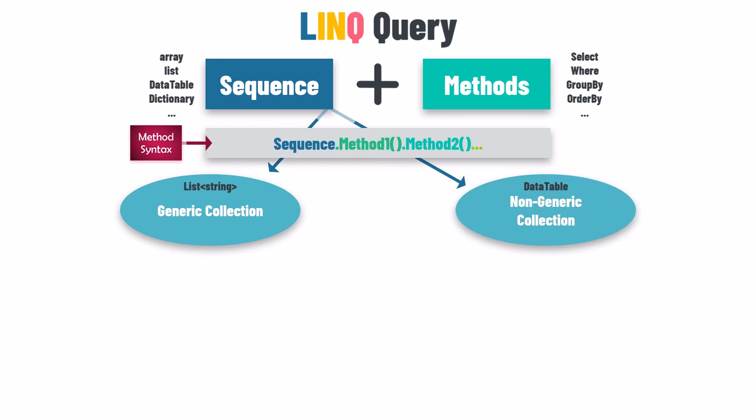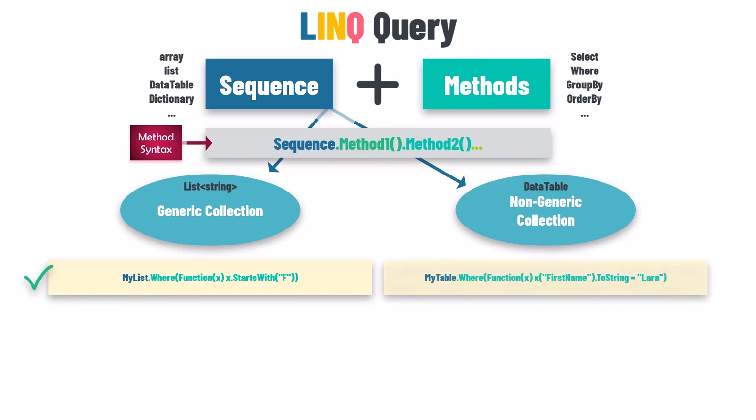Let's start with generic collection. If we have a generic collection, we can directly use the LINQ methods on it. There is no need to use anything between the sequence and the methods. For example, the following query to filter a list and to return only the strings that start with letter F. This query is correct. Let's now check non-generic collection. For example, this query to return only the rows, where the column first name is equal to Lara. This query is not correct. So, we cannot use the methods directly after the sequence, because it's non-generic collection.